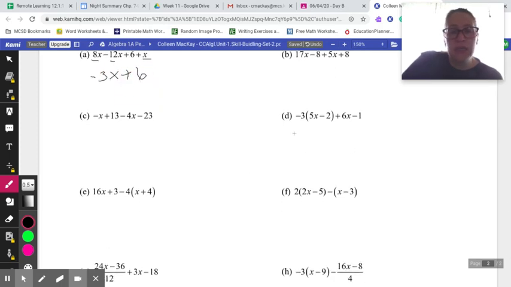Okay, let's look at letter D. First thing I'm going to do is the distributive property. Negative 3 times 5 is negative 15x. Negative 3 times negative 2 is a positive 6. Plus 6x minus 1. Negative 15 plus 6 is negative 9. So all I'm doing is combining my x's. And 6 minus 1 is 5. That's a plus sign.